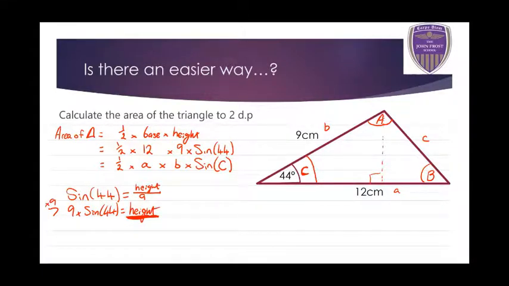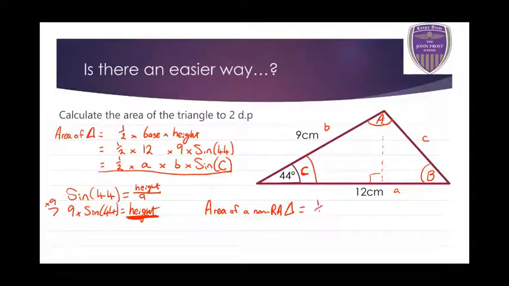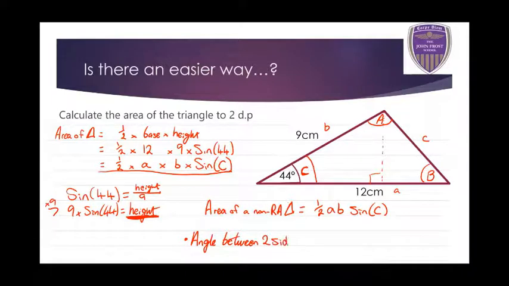Now what we've done here is we've actually found the formula for non-right angle triangles. So area of a non-right angle triangle equals half AB sine C. And this has to be an angle between two sides, so it won't work if the angle's only next to one side. It has to be an angle between two known sides.